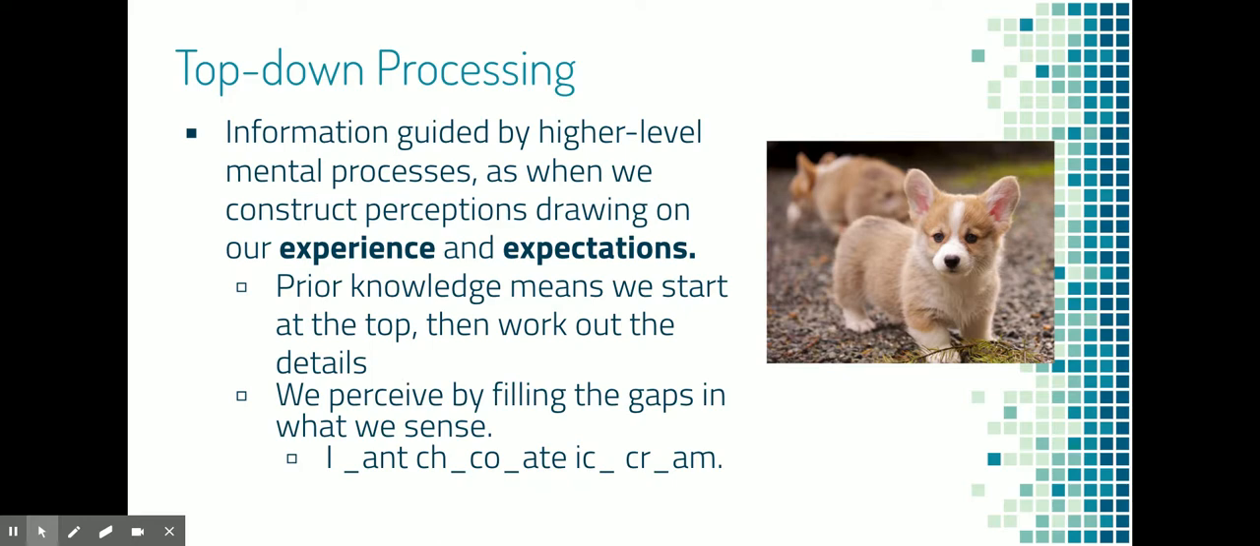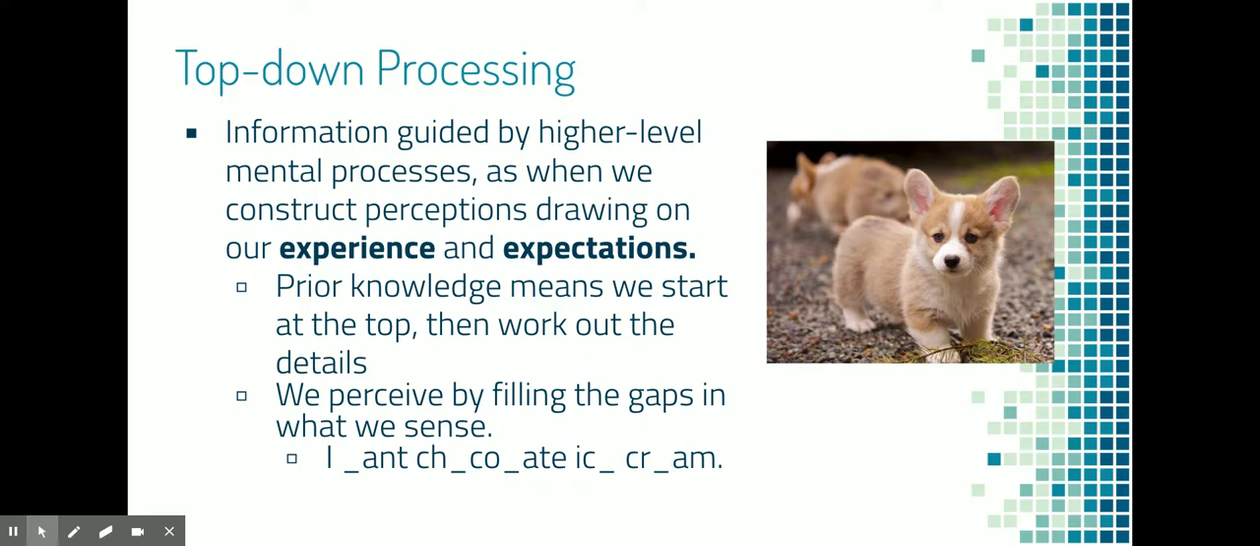Top-down processing is defined as information guided by higher-level mental processes, as when we construct perceptions, drawing on our experience and expectations. A big part of top-down processing is using that prior knowledge. Things that I've already experienced, or my own expectations based on those experiences, help me figure out what I'm looking at, what I'm hearing, what I smell, what I taste.